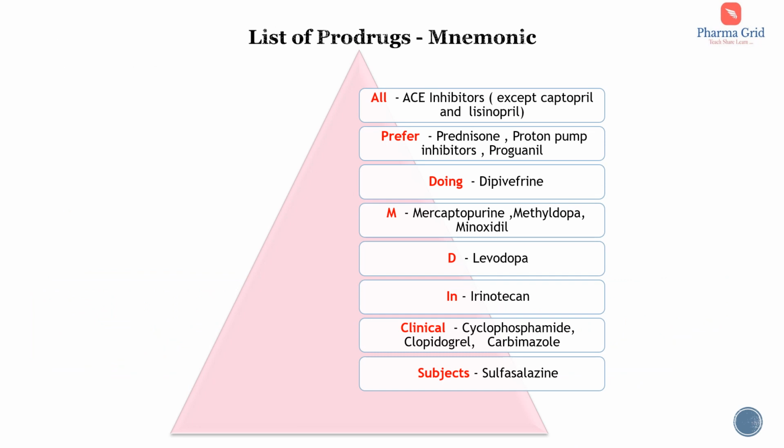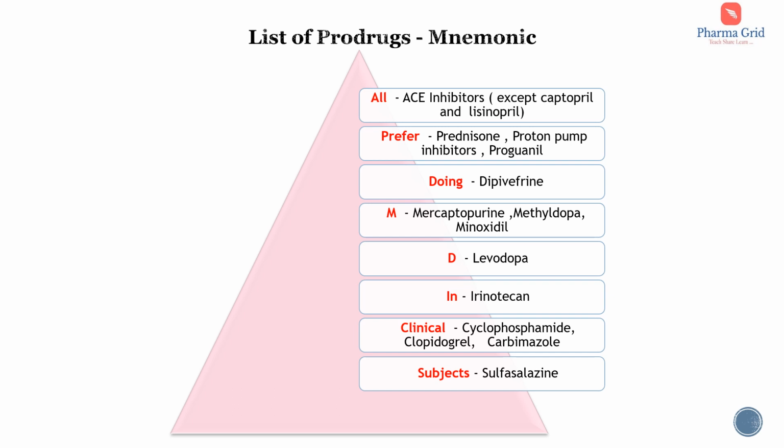So in this slide, you can see a list of prodrugs and a mnemonic, which is very easy to remember the list of prodrugs. The mnemonic is ALL PREFER DOING MD IN CLINICAL SUBJECTS. In the ALL, A stands for ACE inhibitors. All ACE inhibitors except captopril and lisinopril are prodrugs. Then PREFER, P stands for prednisone, proton pump inhibitors and proguanil. And in the DOING, D stands for dipivefrin. M stands for mercaptopurine, methyldopa and minoxidil. D stands for levodopa, that is dopa.